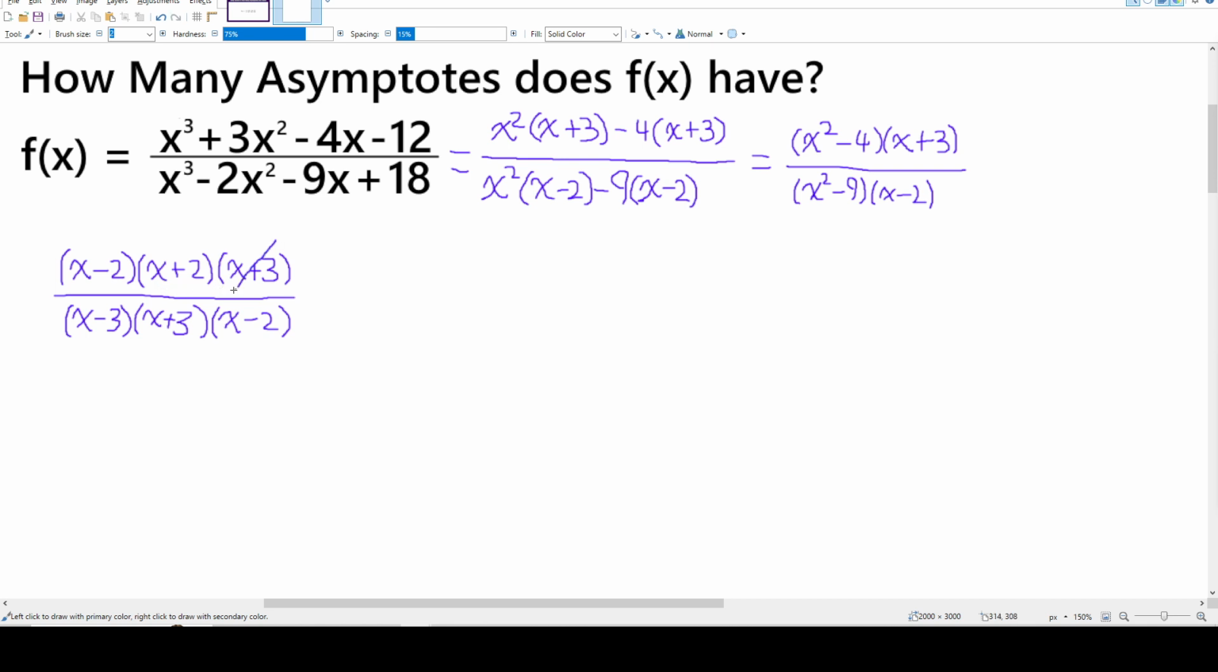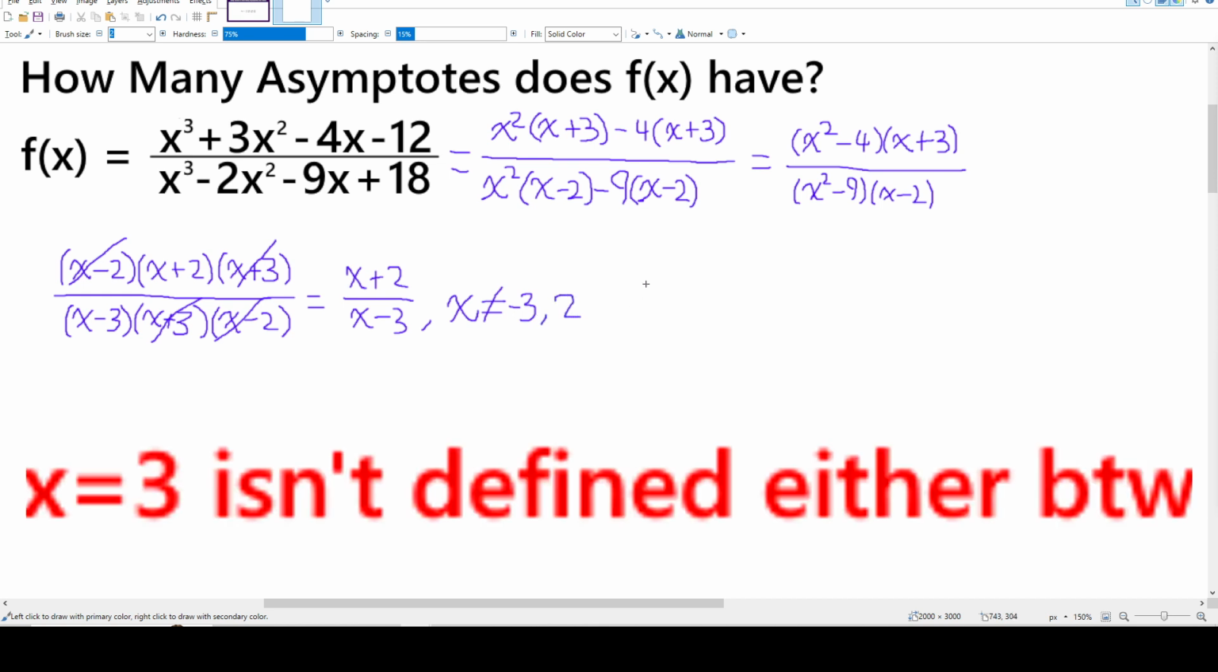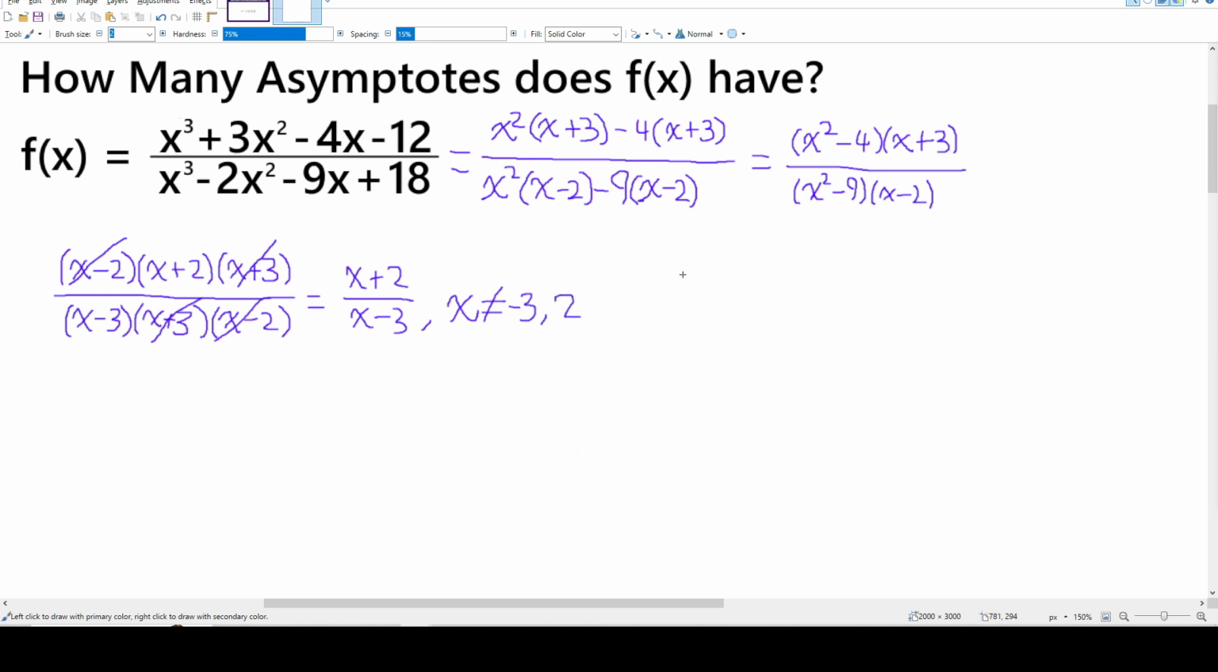So the x plus 3's now cancel, as well as the x minus 2's, meaning that f of x can be rewritten as x plus 2 over x minus 3. But it is important to note that f of x is not defined at x equals negative 3 or 2. However, the only asymptote expressed by f of x is at x equals 3.